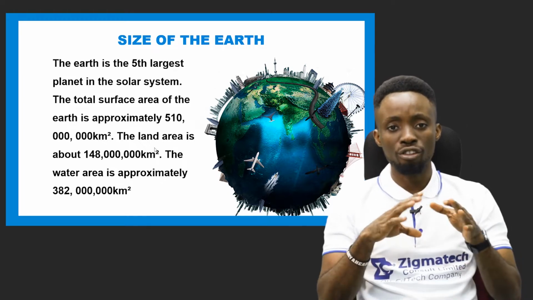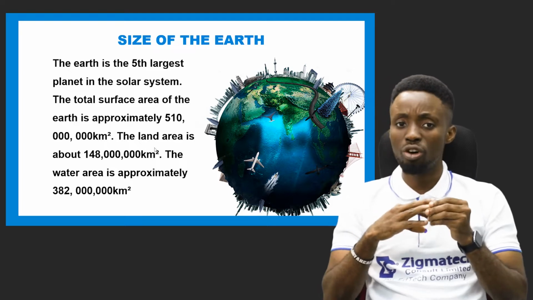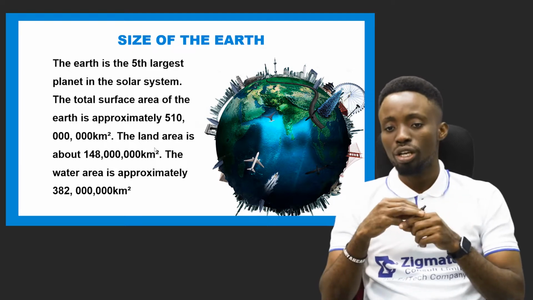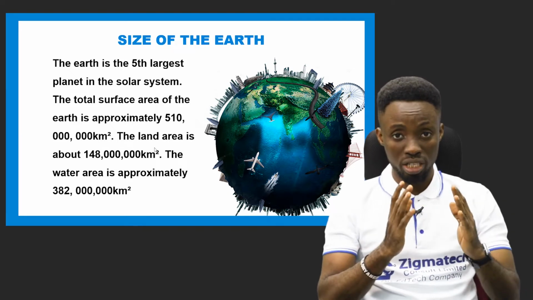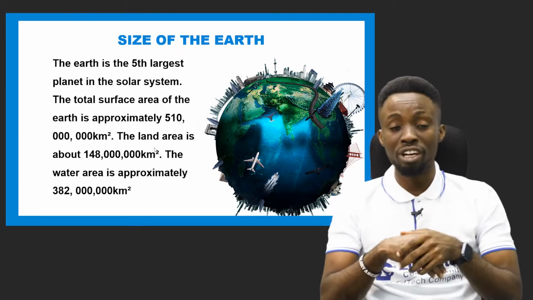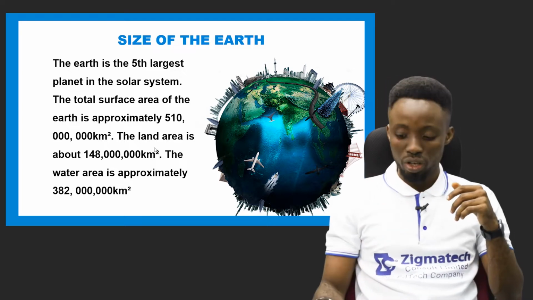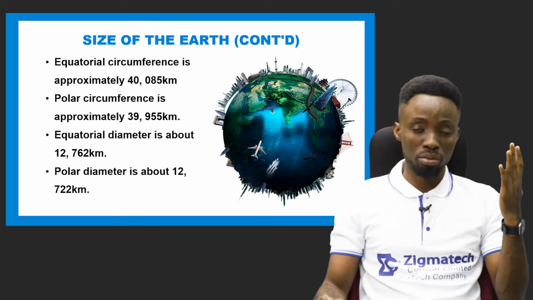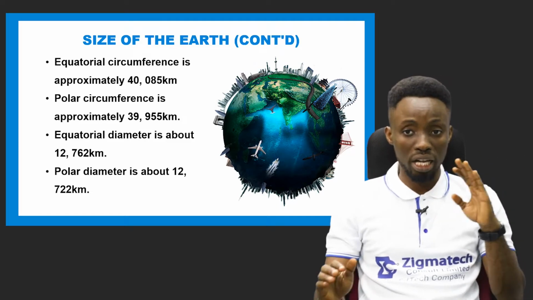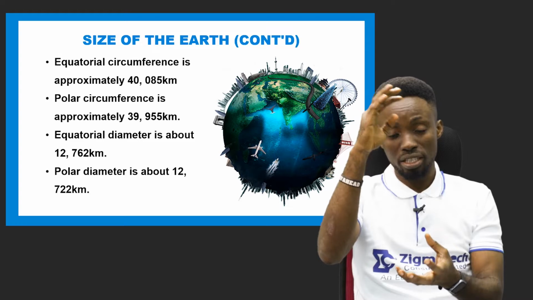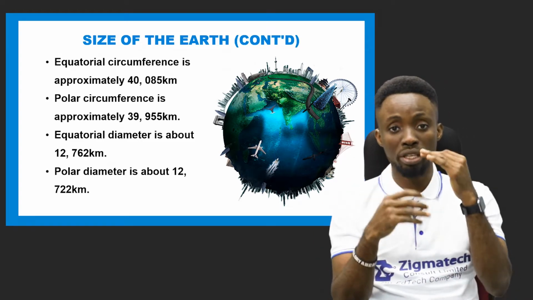Then for the area of the Earth covered with water, we have about 382 million kilometer square. That's to say that 2/3 of the Earth is basically what? Water. Or I will say 2/3 of the 510 million kilometers is made up of water. So let's look at the other facts about the Earth in terms of circumference at the equator and circumference at the pole, and also in terms of diameter at the equator and diameter at the pole.